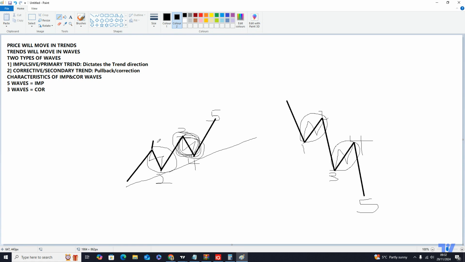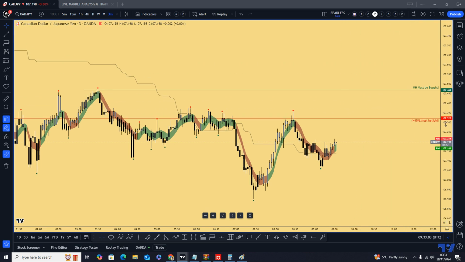No indicator will tell you that. Only the price. And you have to learn how to read the price correctly in order to be able to determine this information. So let's go to the live chart. Enough of the paint stuff.